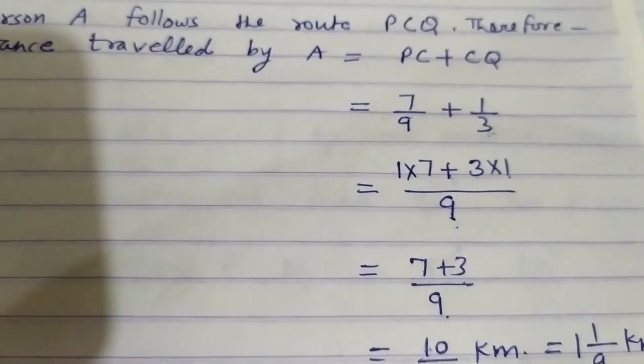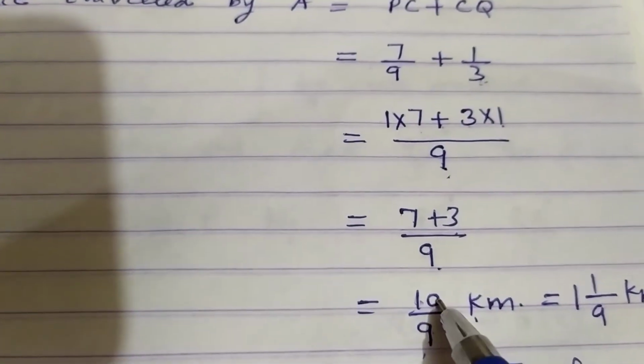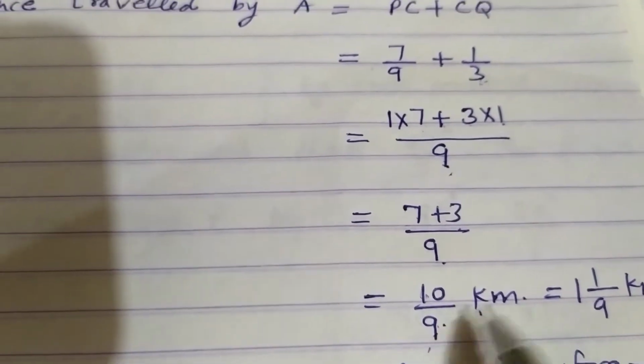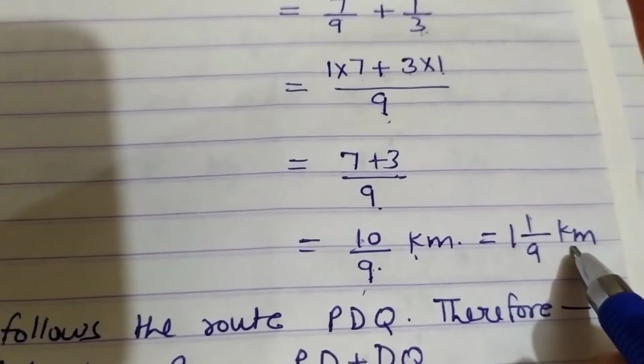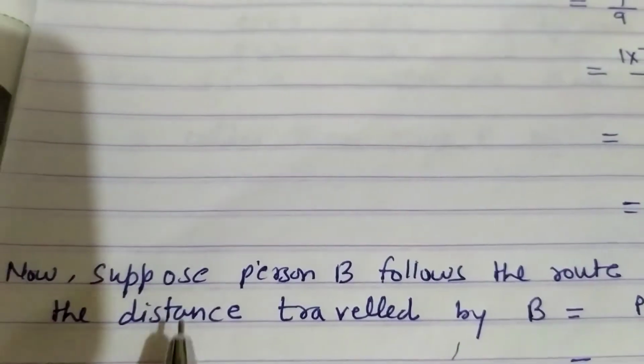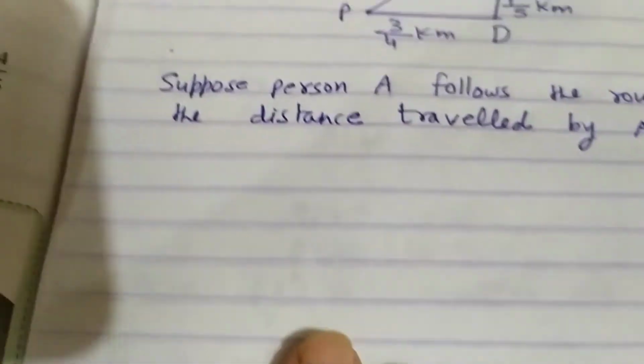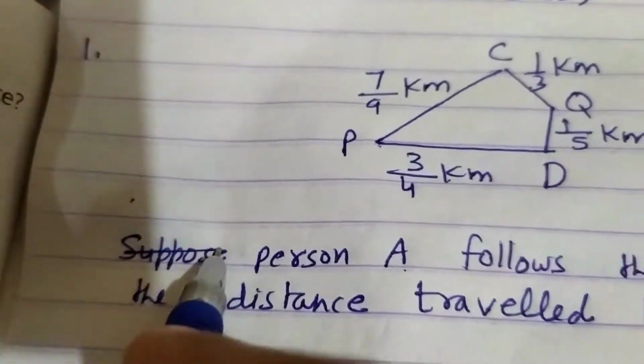This is an improper fraction. We will divide this 10 by this 9. So, we will get 1 as a whole number. 1 and 1 upon 9 km. Now, do not write this "suppose" here and here also.